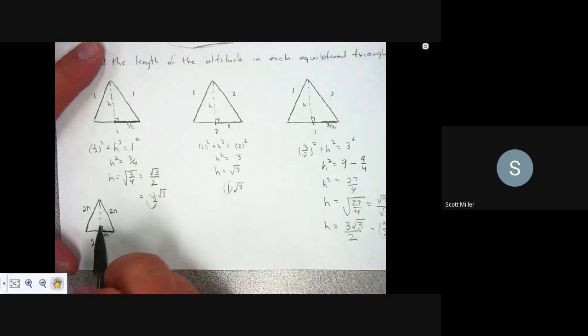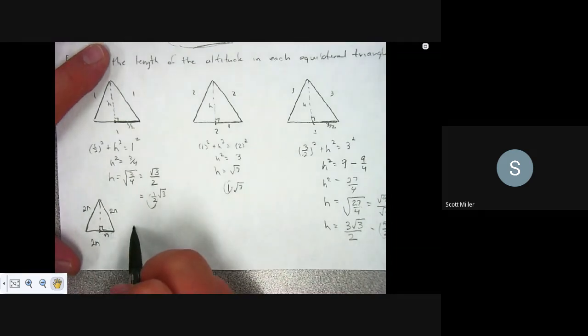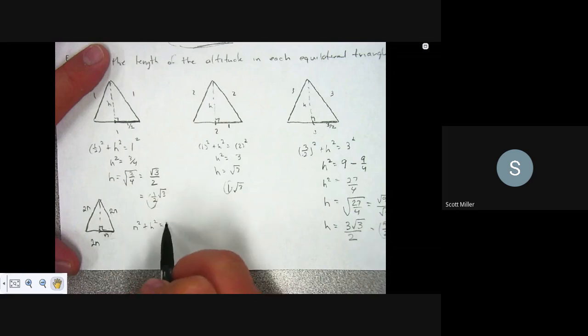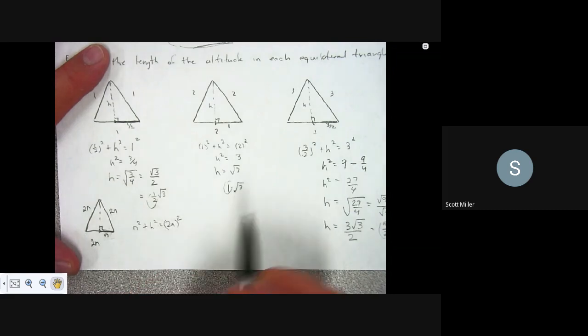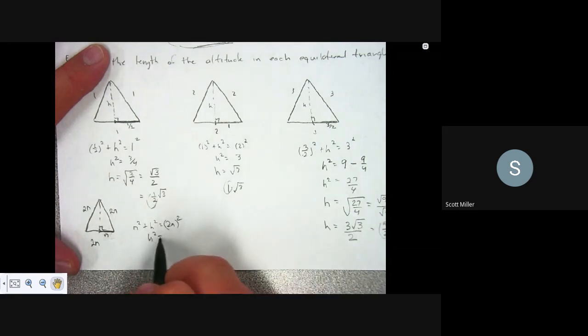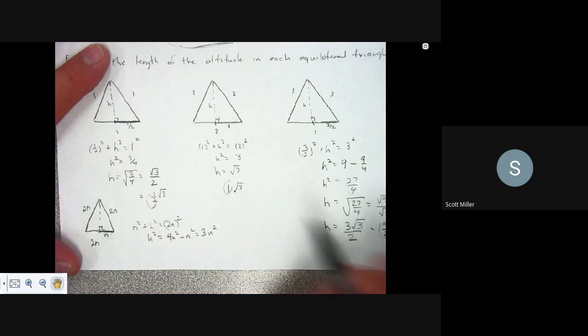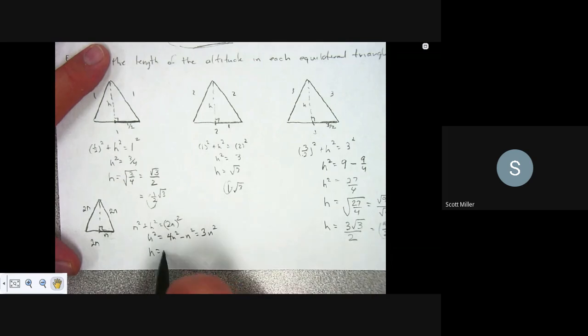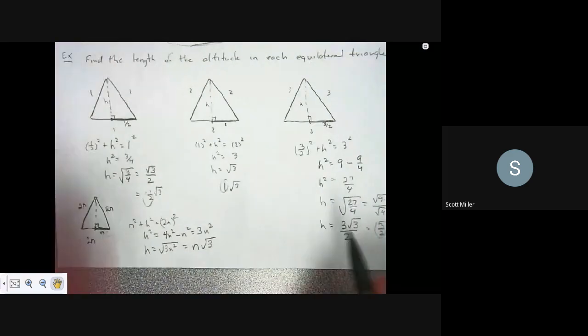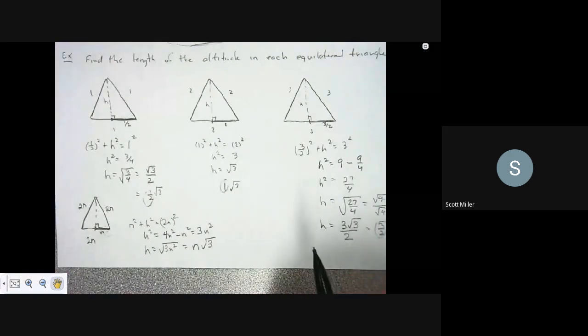So if I know the short side over here, then I can use the Pythagorean theorem: n squared plus h squared is (2n) squared. So h squared is 4n squared minus n squared, which is 3n squared. So see where it comes from? And so h is the square root of that. And so then I get n times the square root of 3. So what does all this mean?